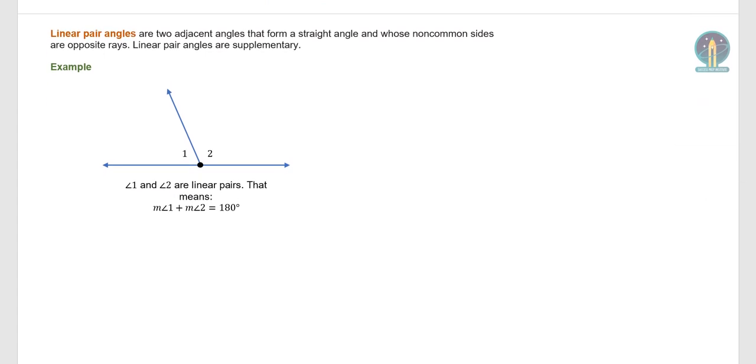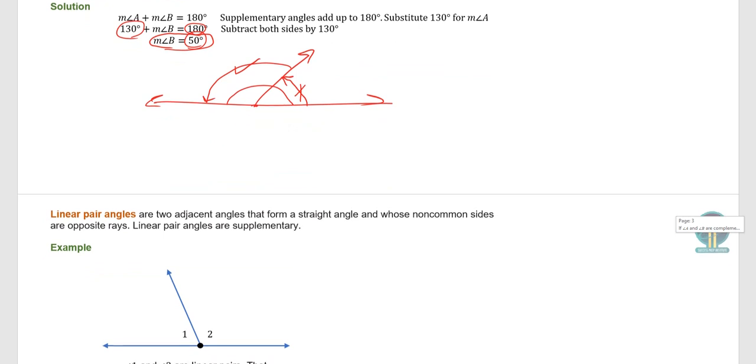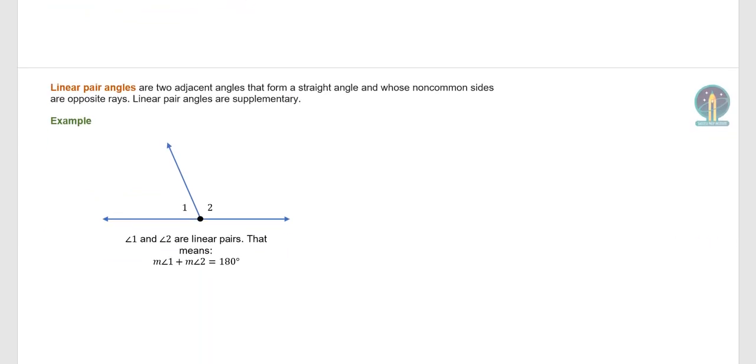And yet another type of angles is linear pair angles, which are two adjacent angles that form a straight angle and whose non-common sides are opposite rays. Linear pair angles are supplementary. This is just what I described up here, in fact, it's the same thing. So angle 1 and angle 2 are linear pairs, meaning they are adjacent, they share one side, and they form a straight angle, so their sum adds up to 180 degrees. They are supplementary.